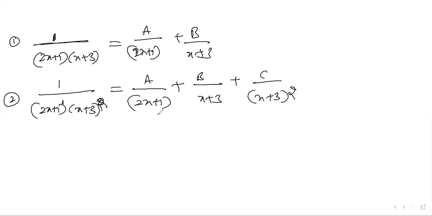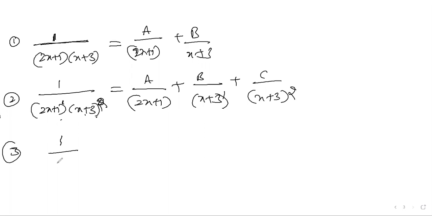Very important. A by 2x plus 1 plus B by x plus 3 plus C by x plus 3 whole square. This is the way you have to open. Am I clear? Whenever you get multiple factors, first you write 1 by that, then plus B by that square. If you want to understand, one more question I'll write.